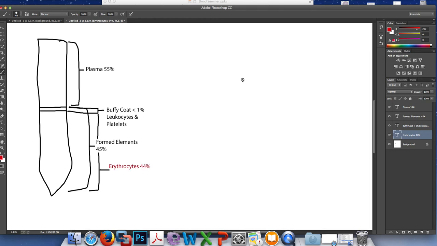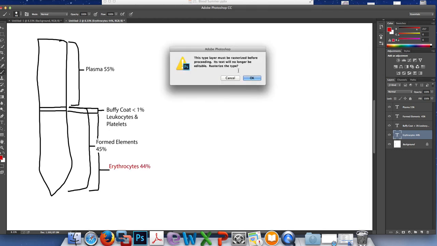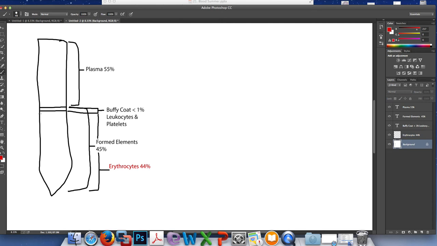So I can color these in for you guys so you know. So there are your erythrocytes. And then we will make the plasma a yellowish color. And we'll keep the buffy coat white because it contains those leukocytes, those white blood cells.